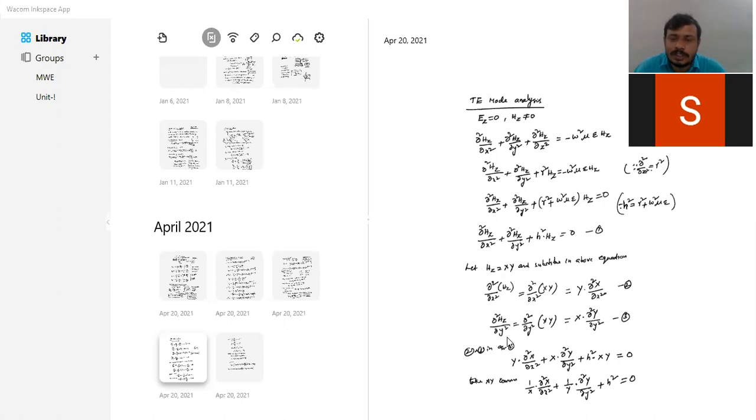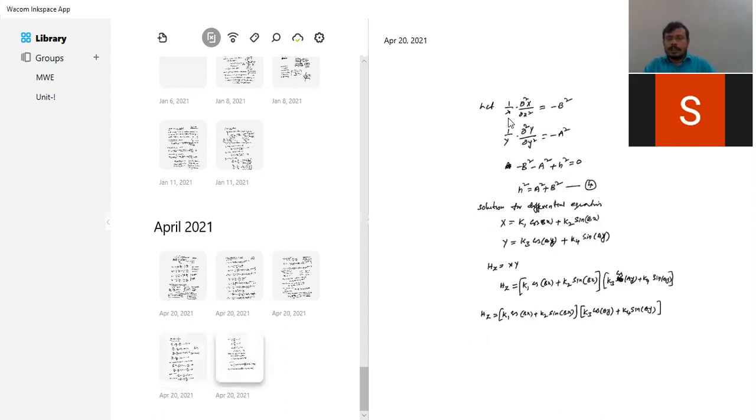In the same manner, for dou square Hz by dou y square, we are treating X as a constant, so X into dou square Y by dou y square. So we are substituting these two in equation 1. So we have Y into dou square X by dou x square plus X into dou square Y by dou y square plus h square into XY is equal to 0. Then by taking X and Y common, we have 1 by X into dou square X by dou x square plus 1 by Y into dou square Y by dou y square plus h square is equal to 0.